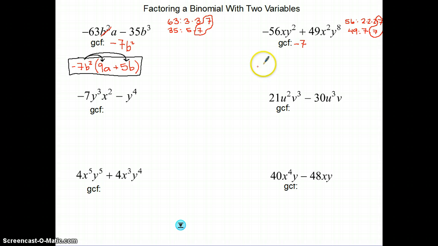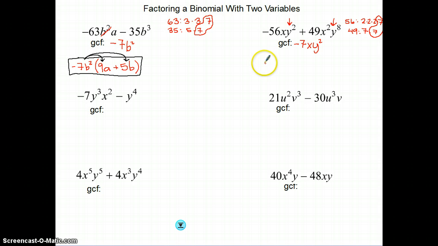Now moving on to my variables. Looking at the x's, I have 1 in the first term and 2 in the second term. So the most that I can take out is only a single x. Looking at the y's, I have 2 in my first term and 8 in my second term. Since one of them only has 2, even though the other has 8, the most I'm able to take out are 2 of the y's. So I have y to the second power.